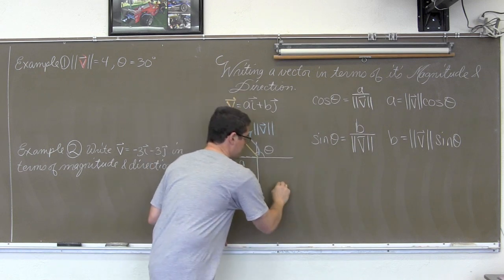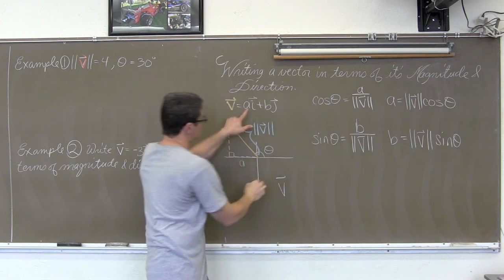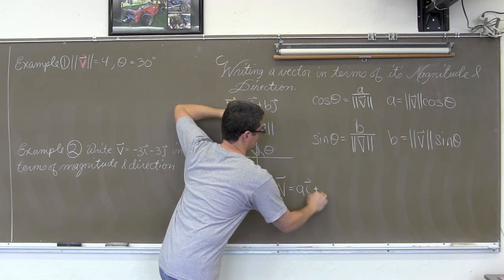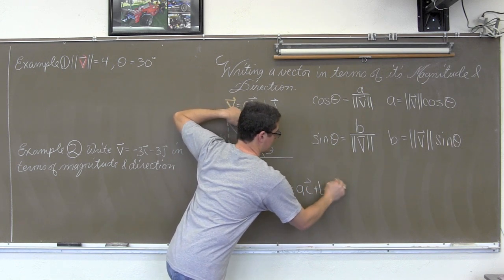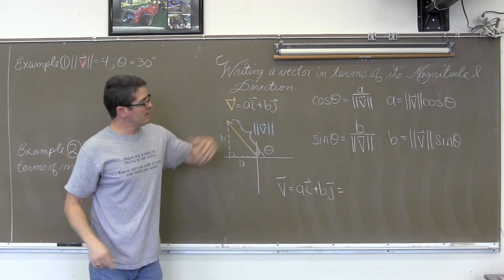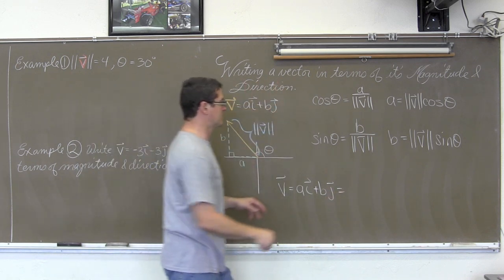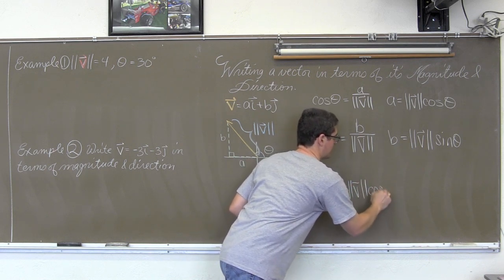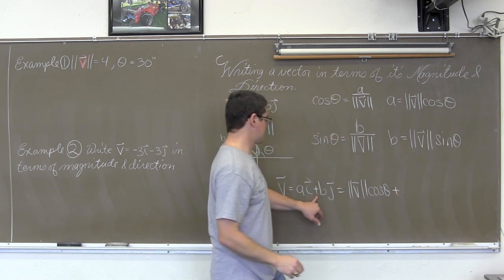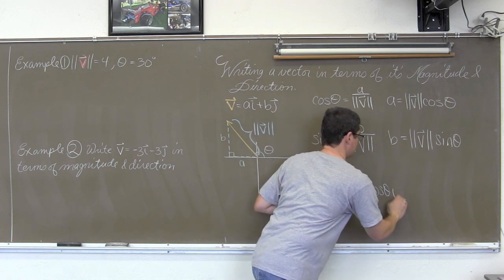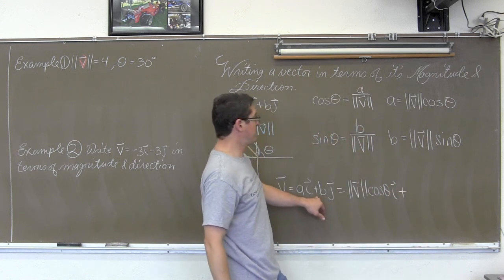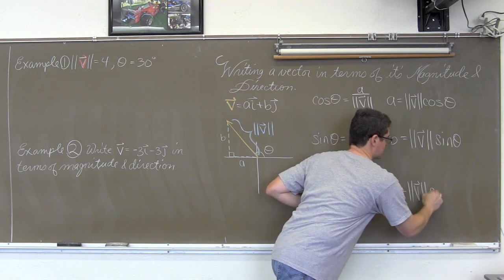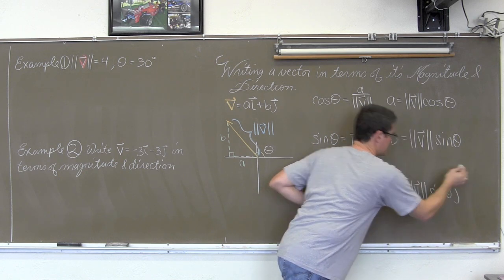And we have a vector again that is in component form a times i plus b times j. Incorporating this idea, that's equal to the magnitude of v times the cosine of theta, i, plus b, which is now the magnitude of vector v times the sine of theta, j.